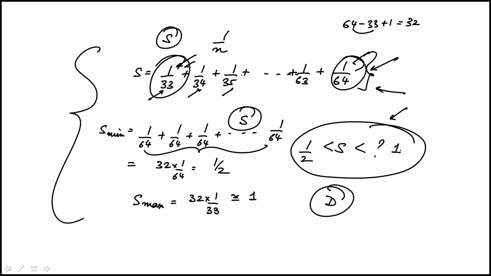There's, at least I've seen 3 or 4 of these over the years on the GMAT. So you want to keep the approach in mind. So to summarize, the answer is D.